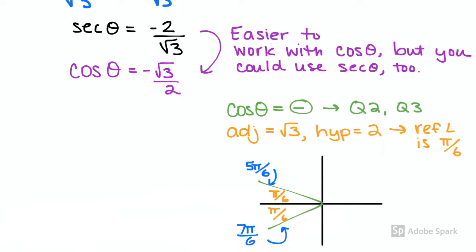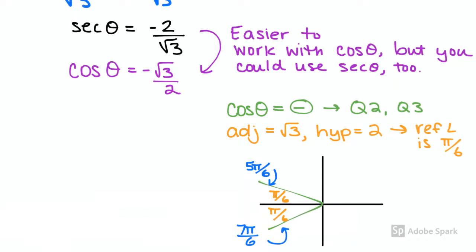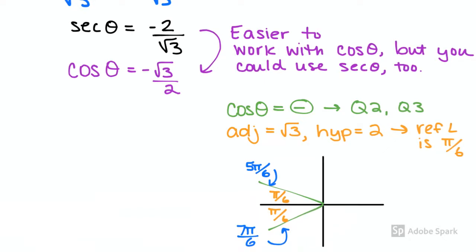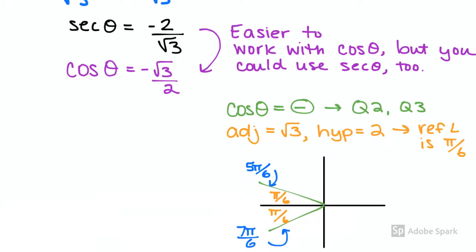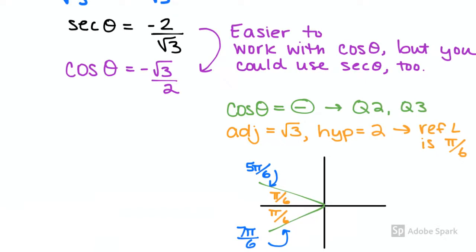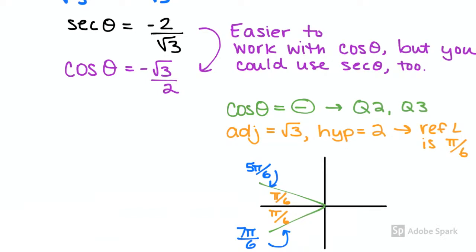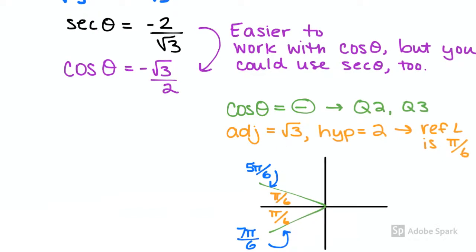The reason that it was so important to isolate our trig function is that now we know that cosine theta equals -√3 over 2, and this tells us a lot. For example, just knowing that the cosine is negative tells us our answers have to be in quadrant 2 and quadrant 3. So I've drawn these two little green lines on my diagram to help me visualize my solutions. Second, because cosine is adjacent over hypotenuse, I know my adjacent is root 3 and my hypotenuse is 2. From special right triangles, I know this must be talking about the 30, 60, 90 triangle, and since the adjacent is root 3, the opposite has to be 1. 1 is across from pi over 6, so that's my reference angle.